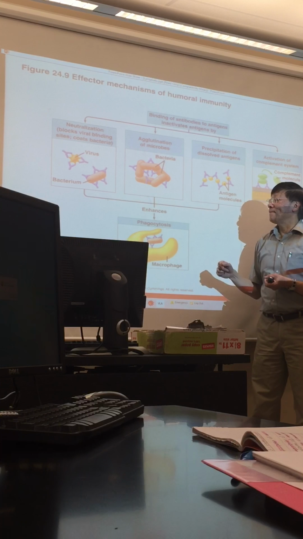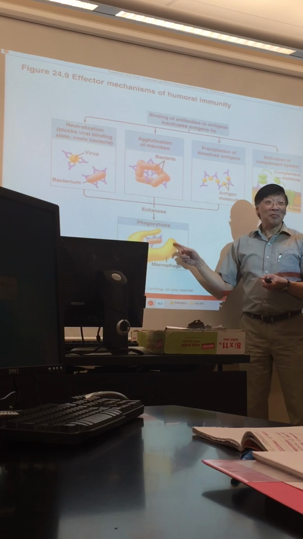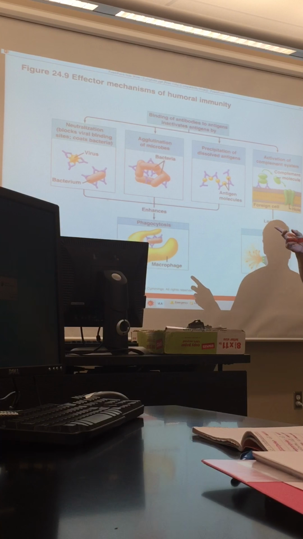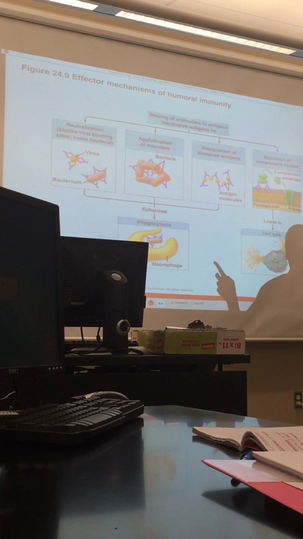Phagocytosis. Now remember, macrophages love to eat almost anything, but they especially love bacteria and viruses coated with antibodies. It's like putting chocolate over steak or something. Okay. And neutrophils are extremely picky about what they eat, but if you cover it with antibodies, they will phagocytize it.